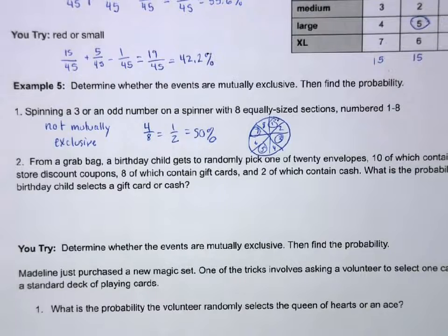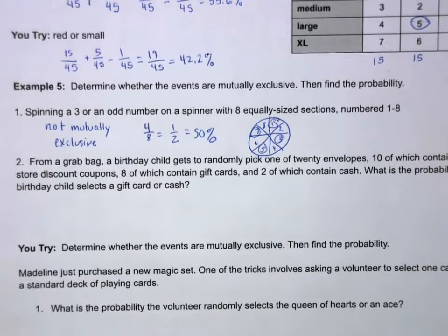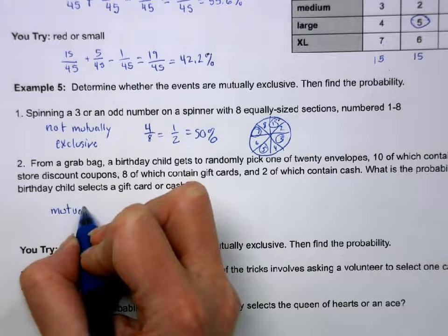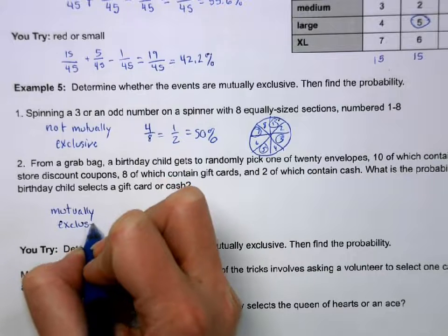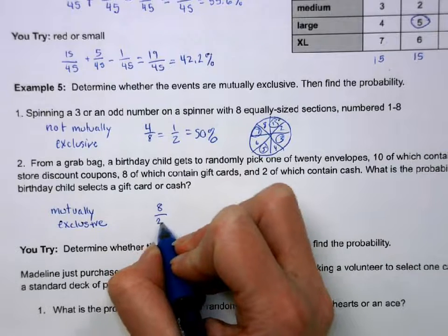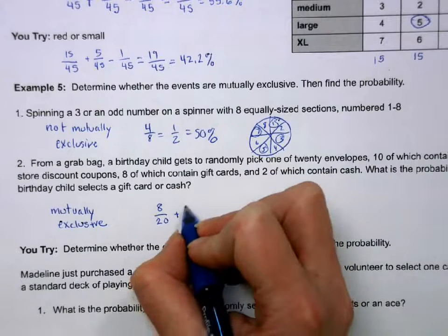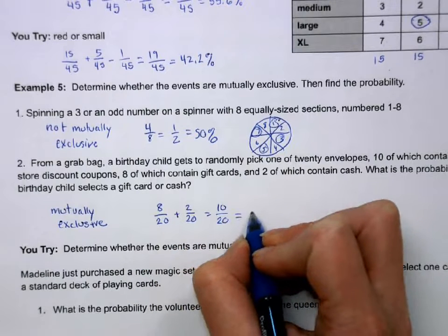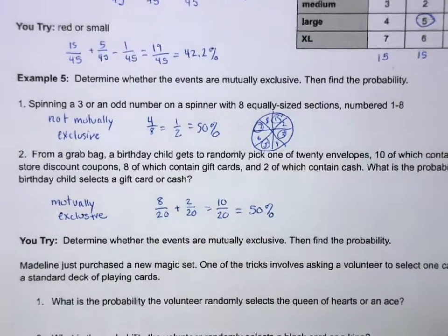Okay, from a grab bag, a birthday child gets to randomly pick one of 20 envelopes, 10 which have the toy store discount coupons, 8 which have gift cards, and 2 which contain cash. What is the probability the child selects gift card or cash? These are mutually exclusive. So we simply just add the probabilities together. So there are 8 gift cards of the 20 objects and 2 cash. So we get 10 out of 20, which is 50%. All right, your job is the last 2.